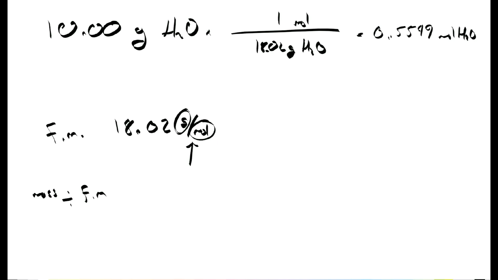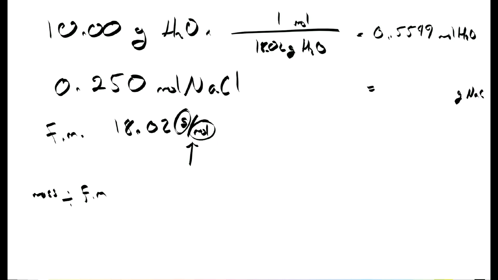Now let's say we need 0.250 moles of sodium chloride. How much salt are we going to weigh out on the balance? Well, that means grams of sodium chloride. And we're going to use the formula mass of sodium chloride. That's 58.44 grams per mole, for those of you who don't remember off the top of your head.